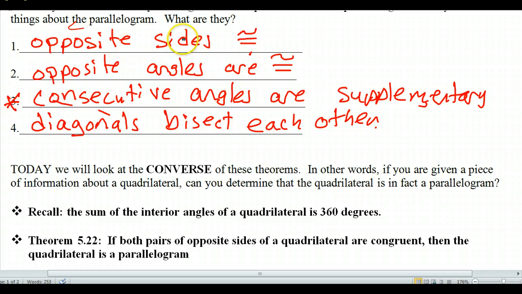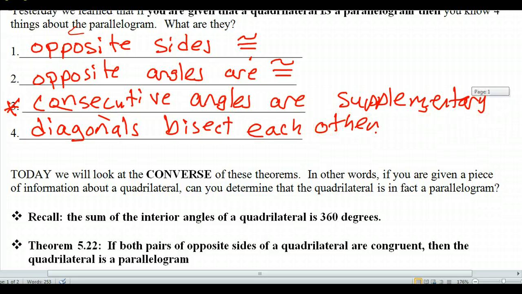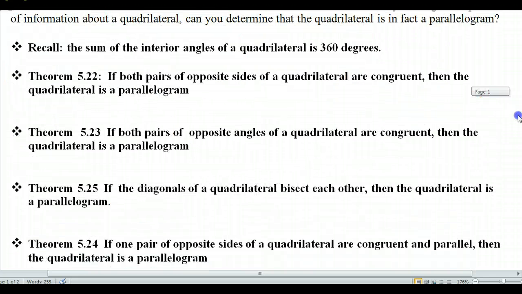If I have opposite sides congruent, guess what? It's going to be a parallelogram. If I have opposite angles congruent, that proves it's a parallelogram. If I have something where the diagonals bisect, that proves it's a parallelogram. So those are 3 ways to prove something's a parallelogram so far. Supplementary angles, that won't prove it for me, but there is a 4th one I'm going to give you.